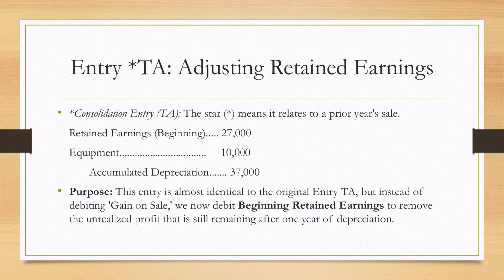To do this, we use entry star TA. The star simply tells us this entry relates to a prior year's activity. The logic is almost identical to our original entry TA, but with one crucial difference. Instead of debiting gain on sale, we now debit beginning retained earnings to remove the portion of the unrealized profit that is still remaining after 1 year. In this case, that's $27,000. The rest of the entry again resets the equipment and accumulated depreciation accounts to their correct consolidated balances.